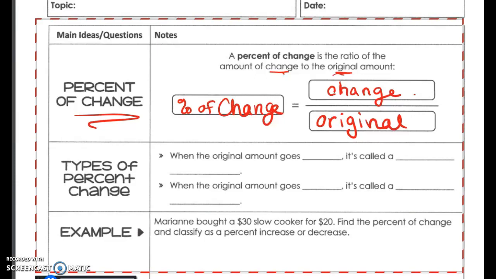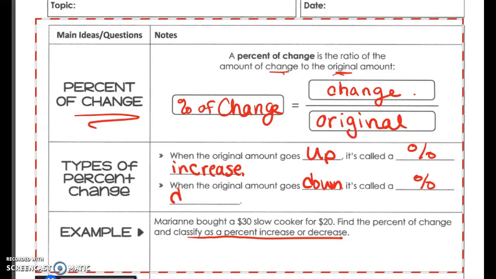You can also tie in increase and decrease, and sometimes they'll ask you to classify it as a percent increase or decrease. So pretty much all you got to watch out for is, does it go up or does it go down? When the original amount goes up, it's called a percent increase. When the original amount goes down, it's called a percent decrease. So watch out and see what's happening. Let's look at some examples and see if we can figure this out.